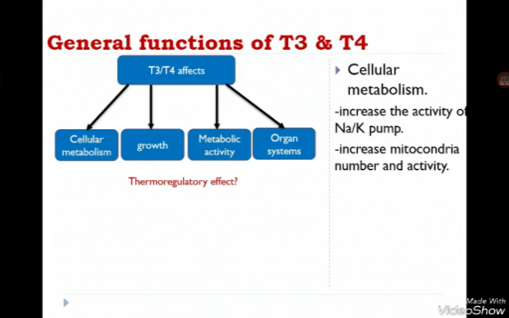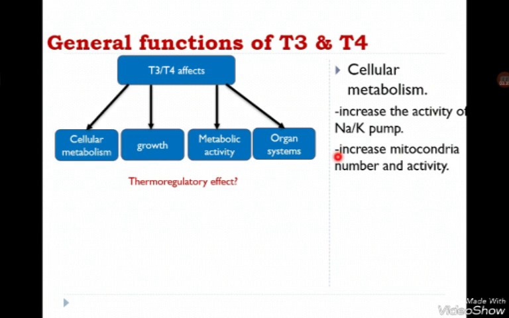Let's start with cellular metabolism. Thyroid hormone increases the activity of the sodium-potassium pump, firstly by increasing the expression of this pump. It also increases the permeability of the plasma membrane, reducing the membrane potential and therefore activating this pump. The activation of the sodium-potassium pump is going to produce more and more thermal energy, and that will be converted to heat eventually.